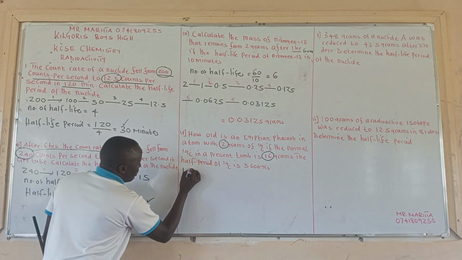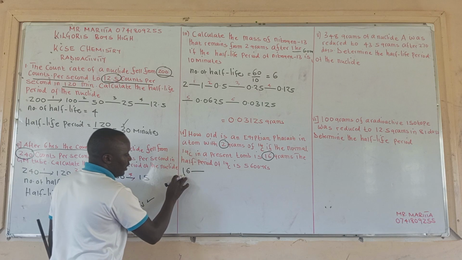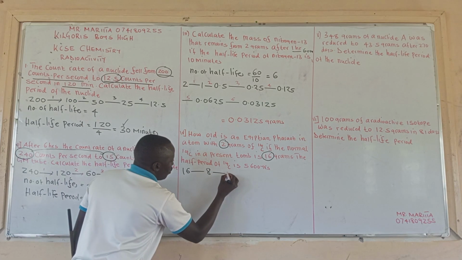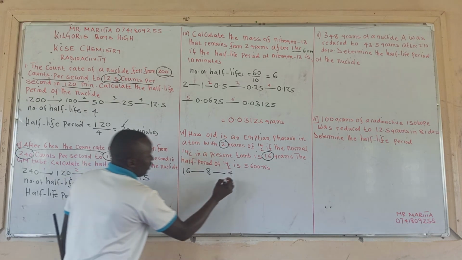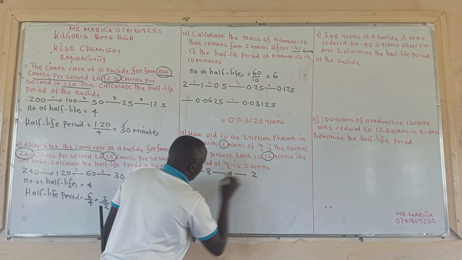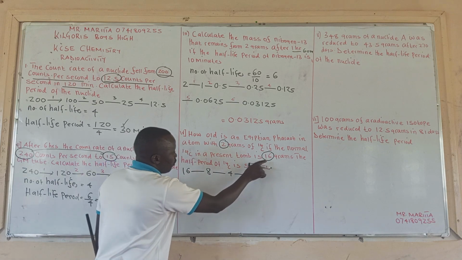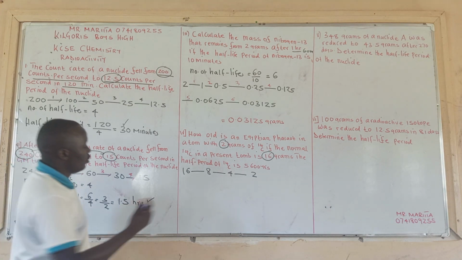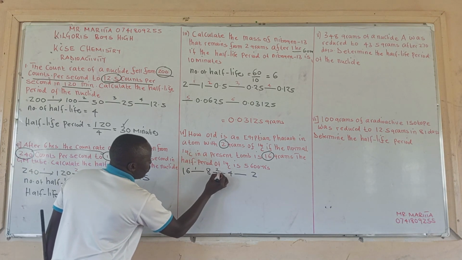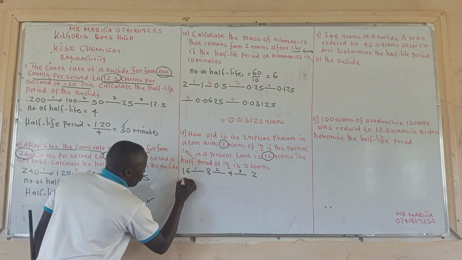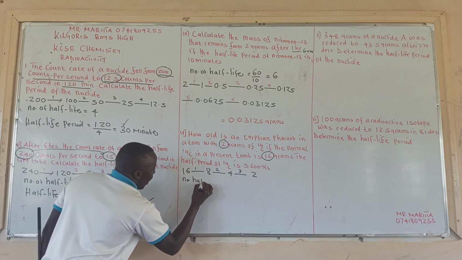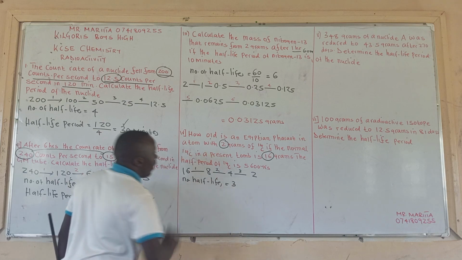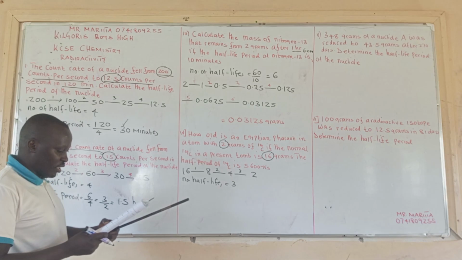16 divided by 2 gives us 8. 8 divided by 2 gives us 4. 4 divided by 2 gives us 2. So from 16 to 2 grams, how many half-lives do we have? This is 1, we have 2, then we have 3. So the number of half-lives is equal to 3.